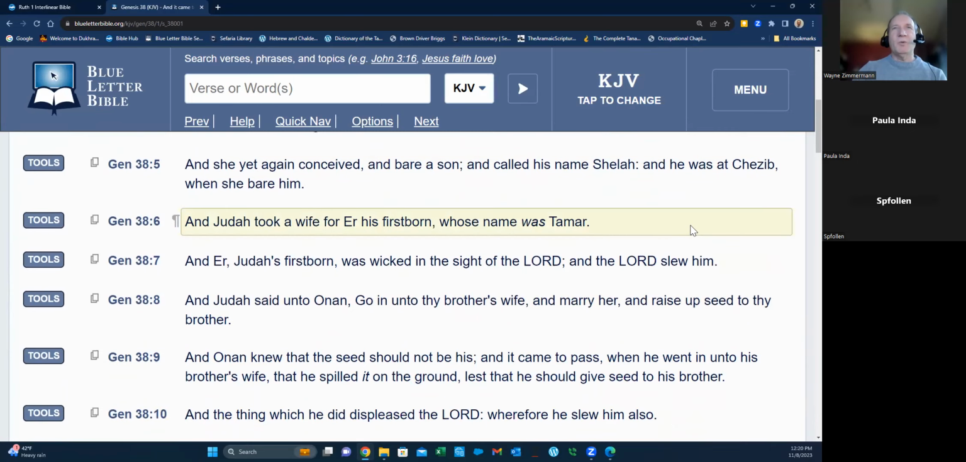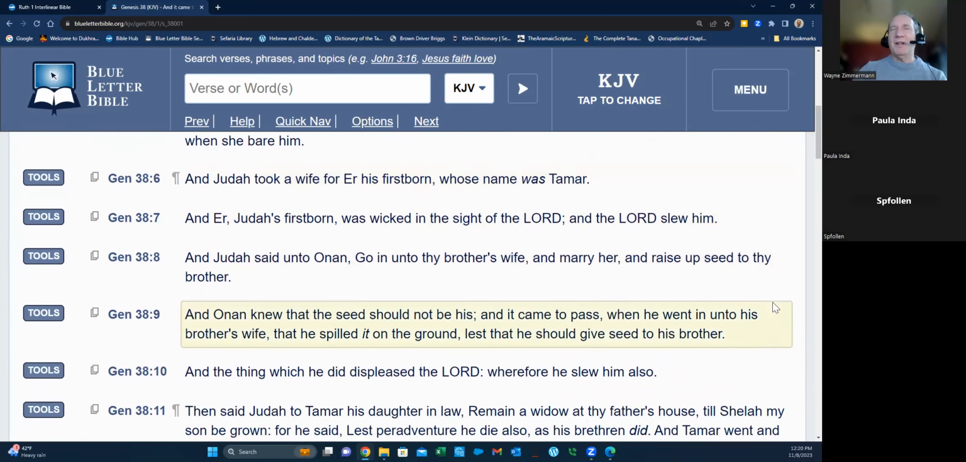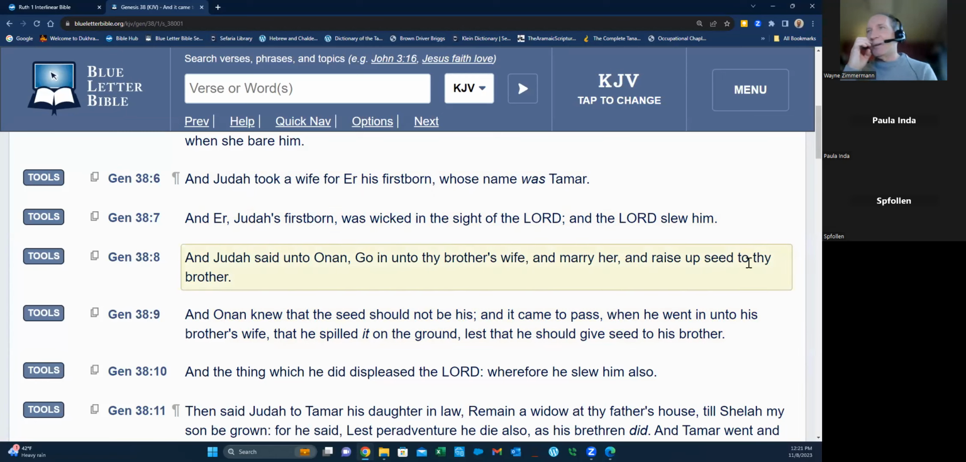And so Judah took a wife for his firstborn, and her name was Tamar. Another woman in the Bible that has a fascinating story about her, and was actually part of the lineage of the Messiah. So this is all very relevant to us, but obviously Judah didn't do very well parenting. We see in verse 7 that Judah's firstborn, what he did we don't know, but he did wicked in the sight of the Lord, and the Lord slew him. Here's where we get into these levirate marriages.